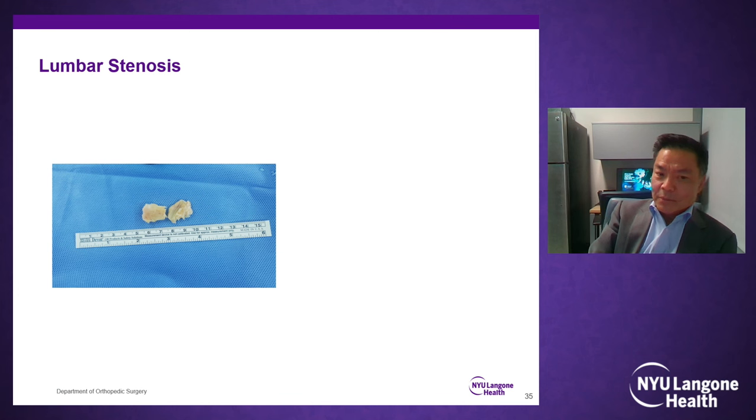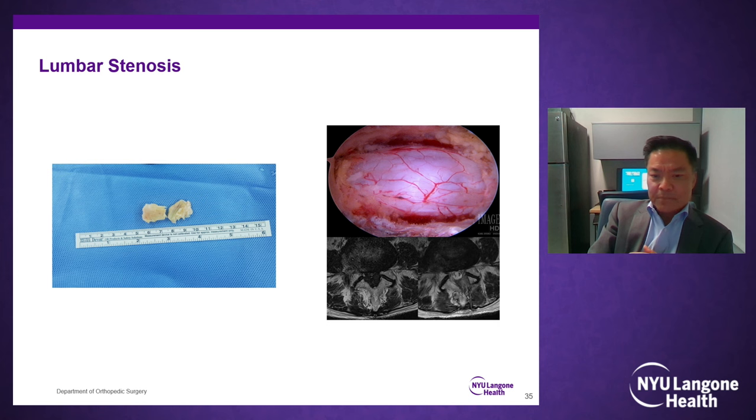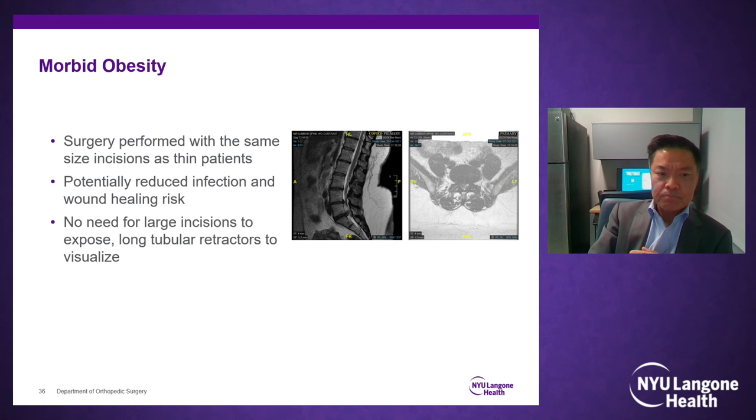So this is what we typically pull out when we do bilateral decompression. A big-size ligamentum flavum, not in a piecemeal fashion with Kerrison, but with pituitary rongeur. And this is what the dura looks like at the end of the case. And this will be a typical post-op MRI.